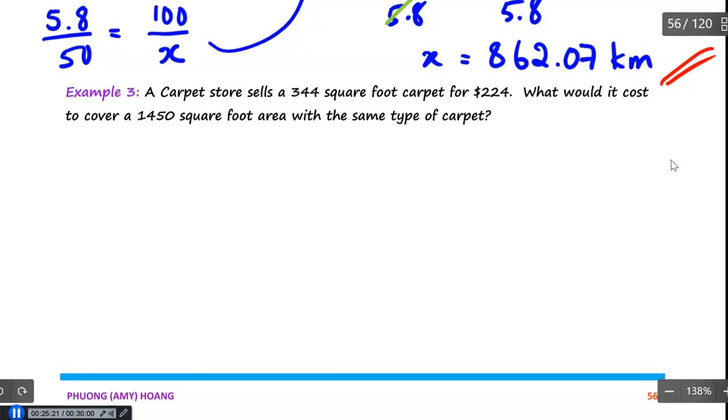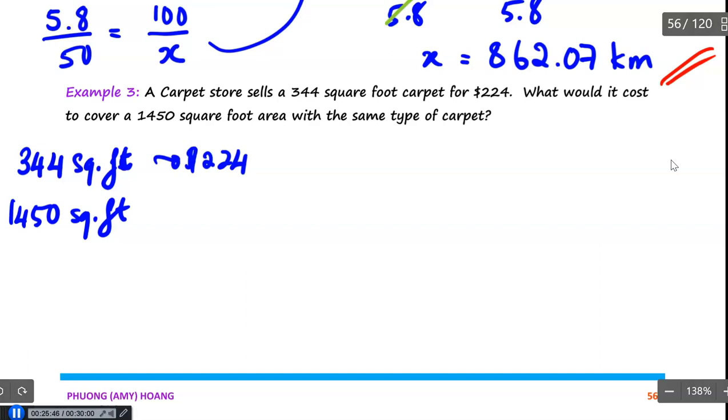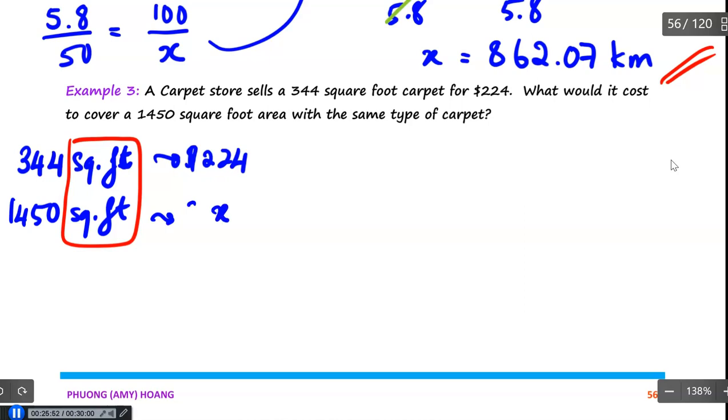So we have 344 square feet of carpet, corresponding to $224. So this is the money here. And then what it costs to cover this, 1450 square feet. So I listed it right underneath. Then how much money will it cost me? Okay, so I make sure that my units are the same, and now I will form a proportion out of this.